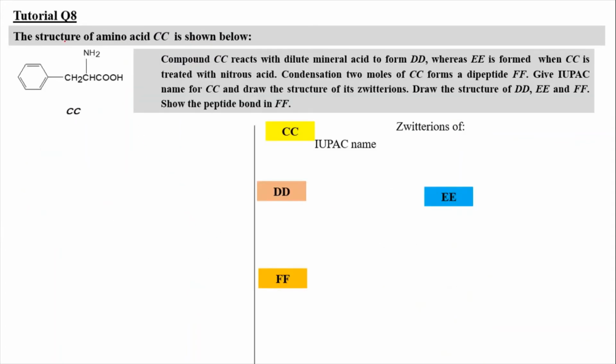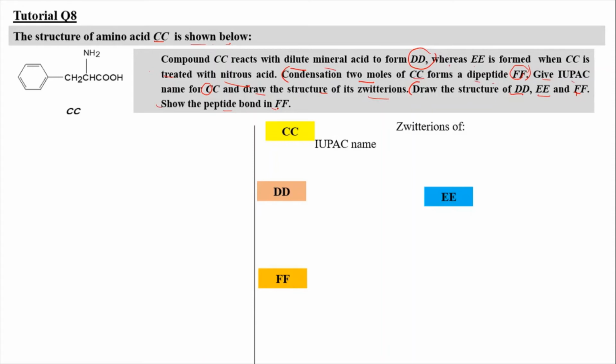So for the third question 8, the structure of amino acid CC is as shown below. So this is the structure of CC, and the compound CC is going to react with the dilute mineral acid in order to form DD, whereas EE is formed when the CC is treated with the nitrous acid. And the condensation of 2 moles of CC will form a dipeptide FF. So we need to give the IUPAC name for the CC, and also we have to draw the structure of its zwitter ion, and we also need to draw the structure of DD, EE, and FF, and we have to show the peptide bond in FF.